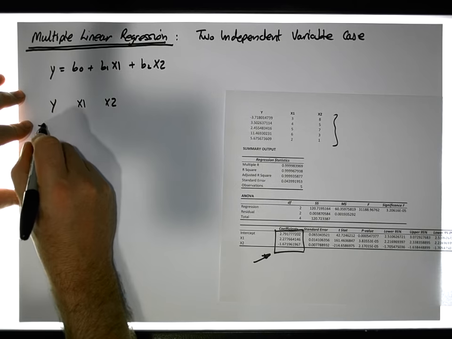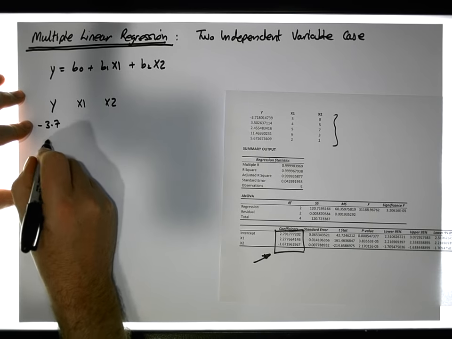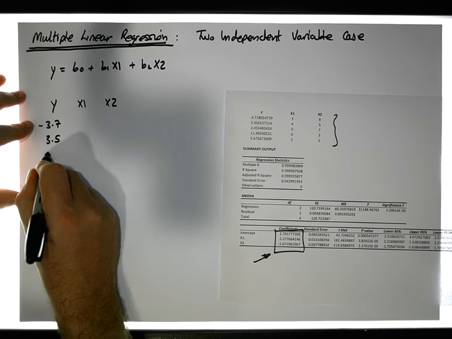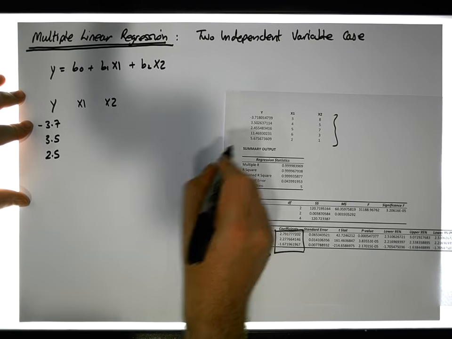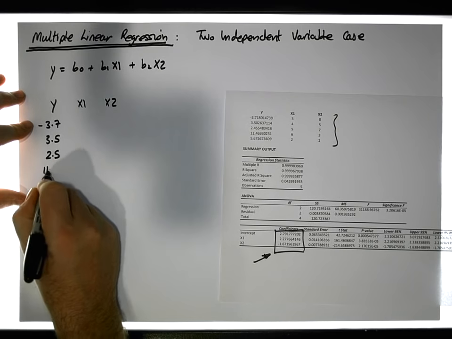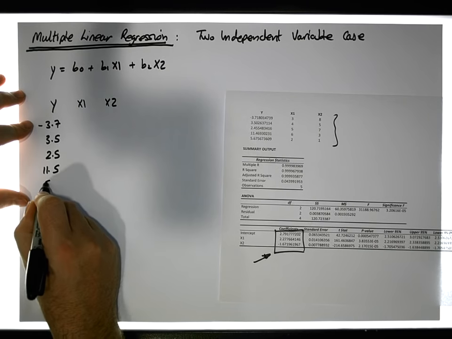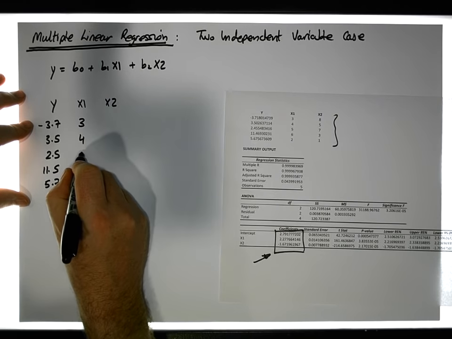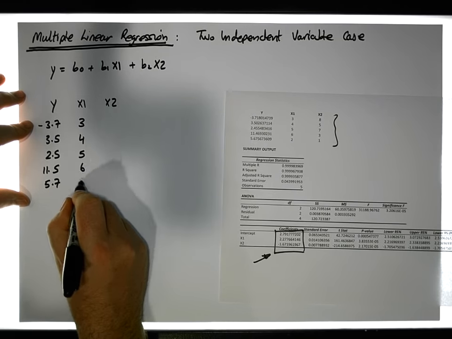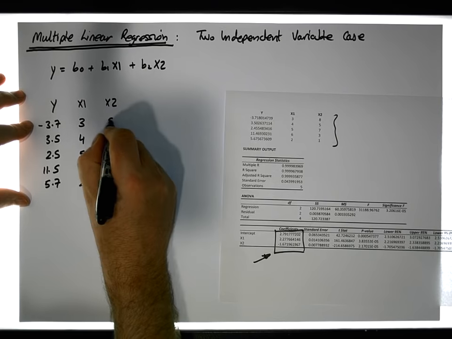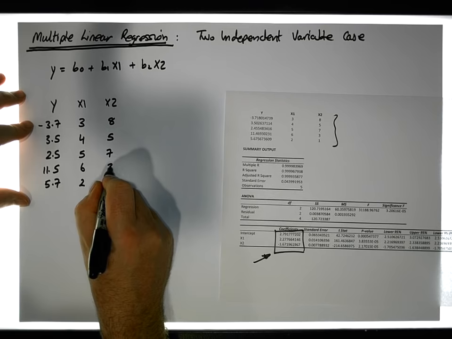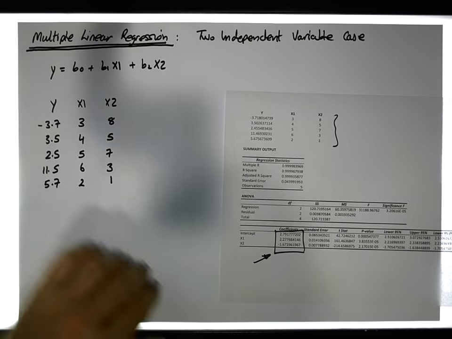So we have minus 3.7, 3.5, 2.5, 11.5, and 5.7. Then we have 3, 4, 5, 6 and 2, and then we have 8, 5, 7, 3 and 1. Okay, that's our set of data.